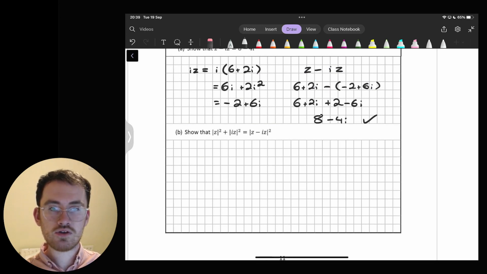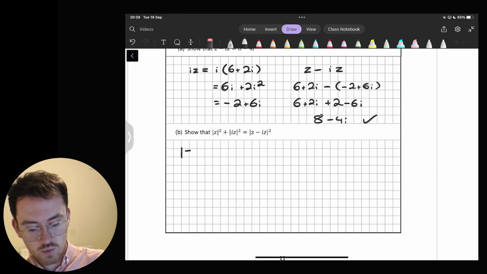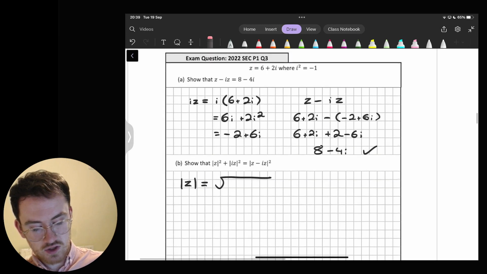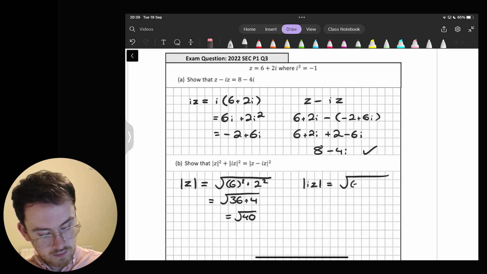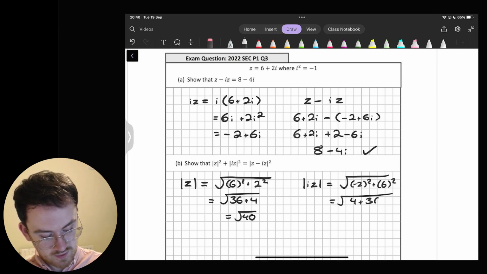So we're going to compute those moduli first, and then we're going to square our answers. So let's get the modulus of z first of all. Looking at the question, that's going to be 6² + 2², which is the square root of 36 + 4, which is the square root of 40. The modulus of iz then is going to be (−2)² + 6², which actually gives us the same answer, 36 + 4, square root of 40.